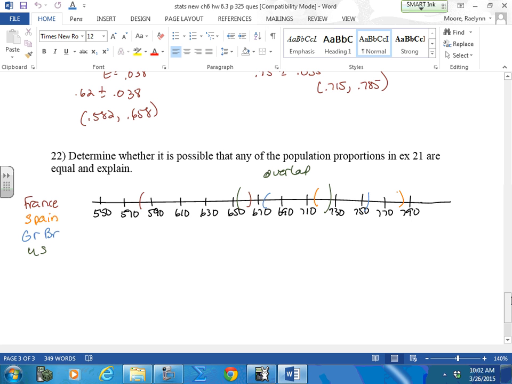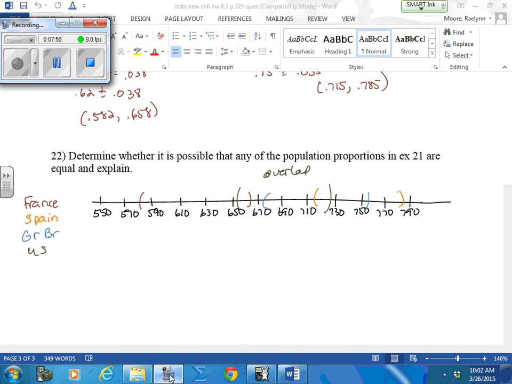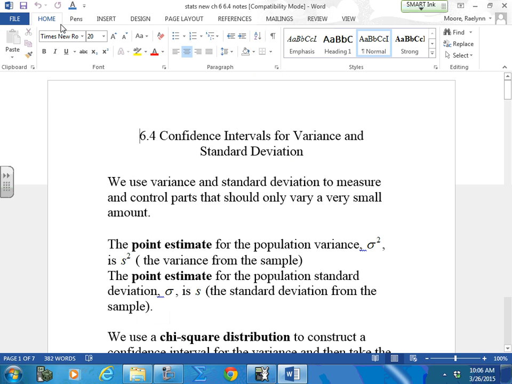Good? Does everybody understand these? Okay. So for this part, we have the population versus the sample. Remember, we make an inference about our population based on our sample. So we're going to make an inference about your population variance based on your sample variance. We're going to make an inference about the standard deviation of the population based on your sample standard deviation.